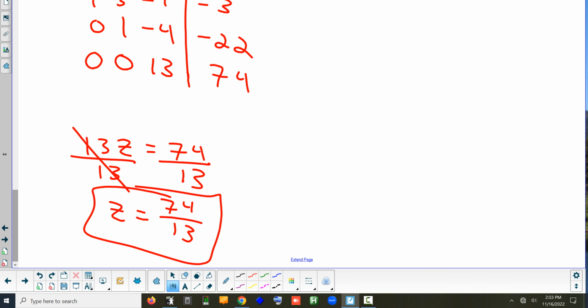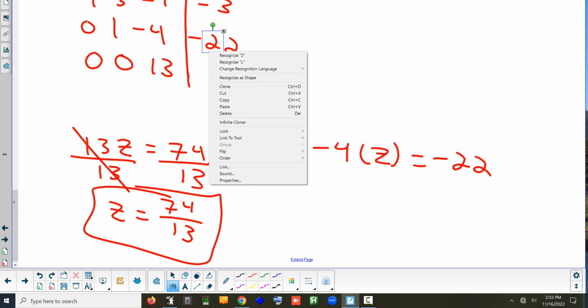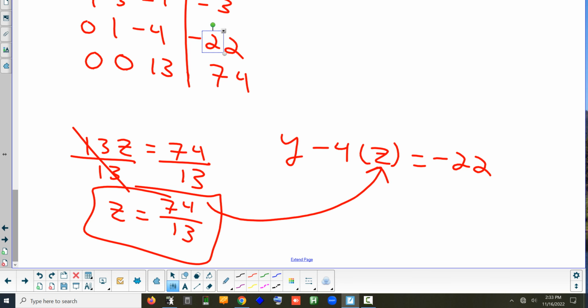And then we'd go back to your top equation, which I'm just going to write it, but I'm not going to do it. That's your middle. 1y minus 4z equals negative 22. Just plug that number in, and I would just use the calculator to do it. Is there any question on how I use that button on the calculator to change decimals to fractions? How to do that again?